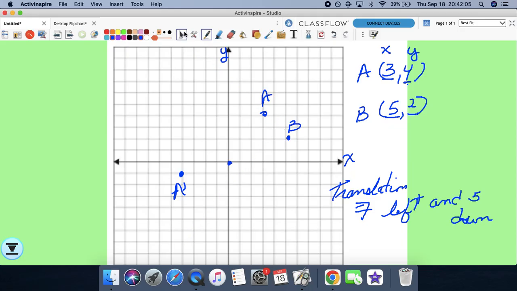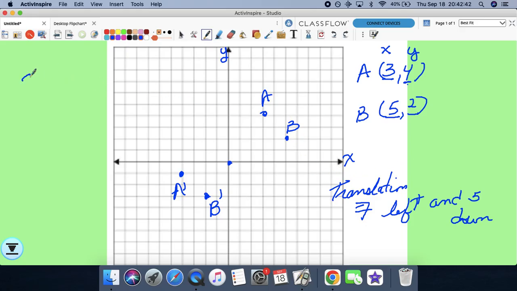Let's work on B. 7 left and 5 down. 1, 2, 3, 4, 5, 6, 7, and 5 down. 1, 2, 3, 4, 5. And that's B prime. So notice that when you move left and right, it affects the x coordinate. When you move up and down, it affects the y coordinate.